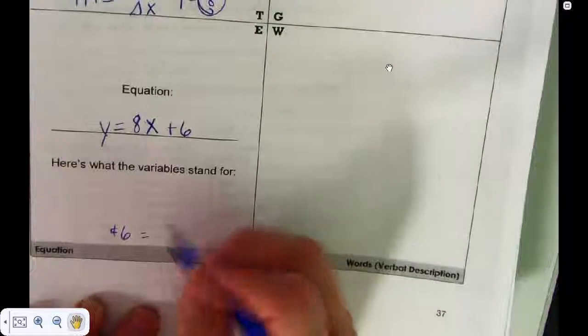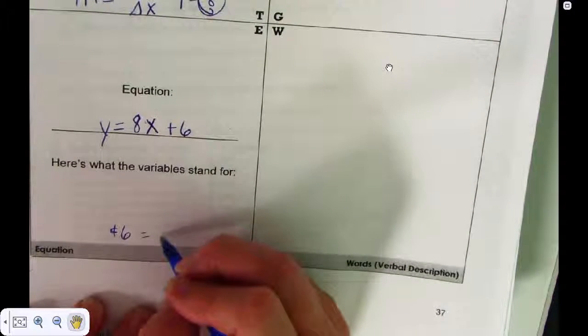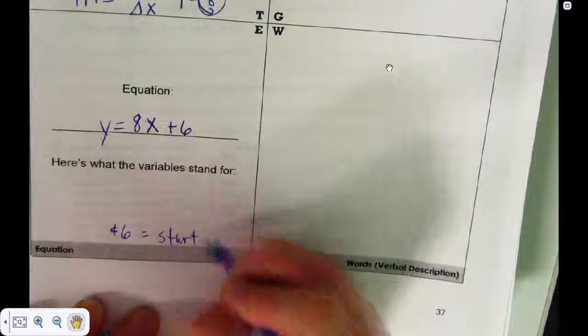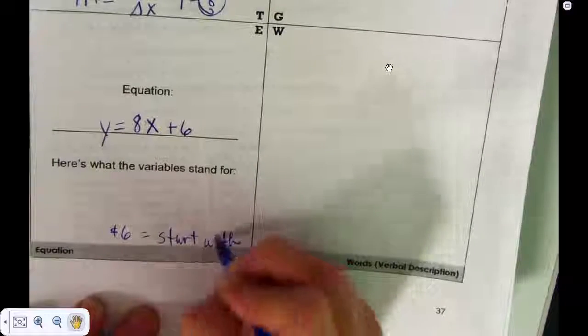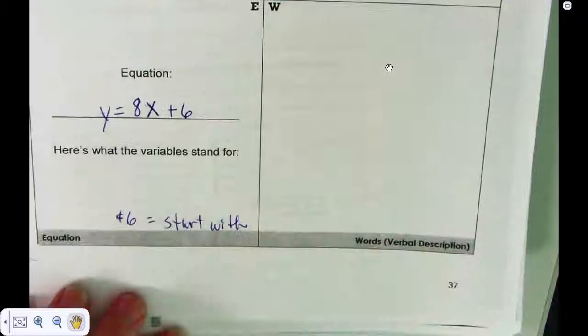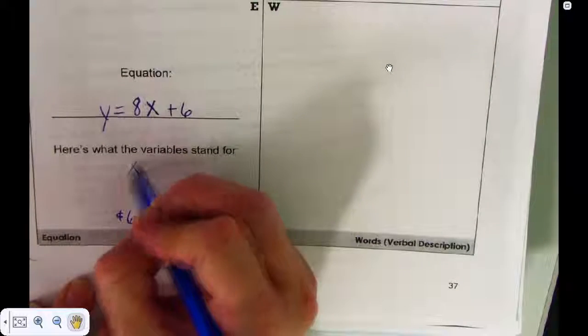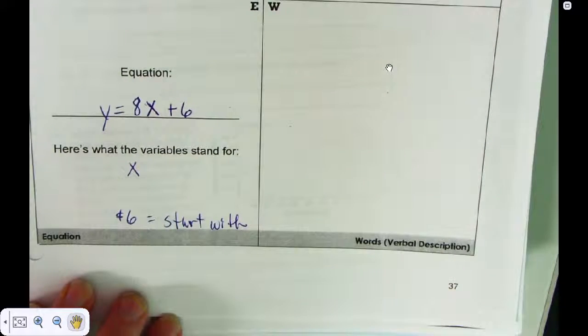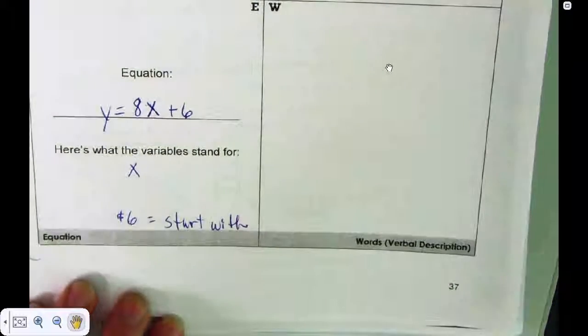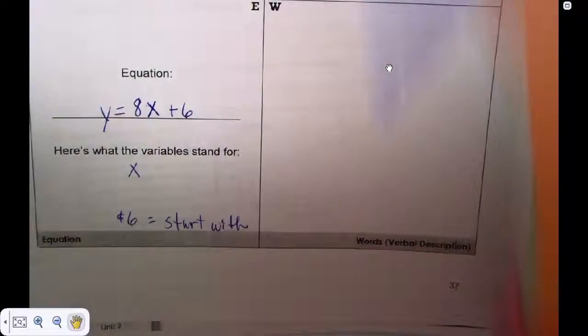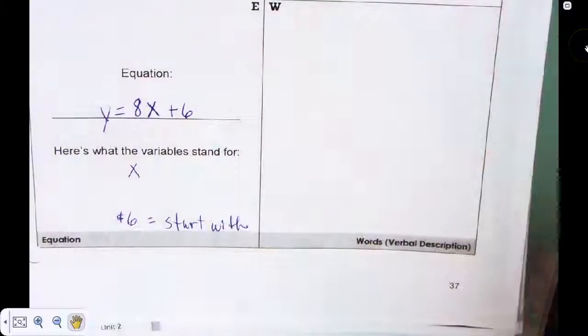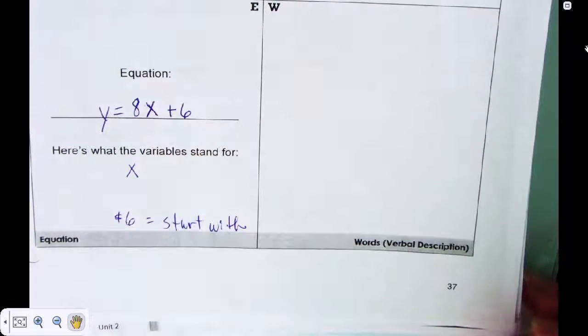So $6 is the amount I start with. I'm starting with $6. Okay. So X is going to be the what? Y'all want X? So you have 6. Oh, I should have just done it myself. Put it in practice.